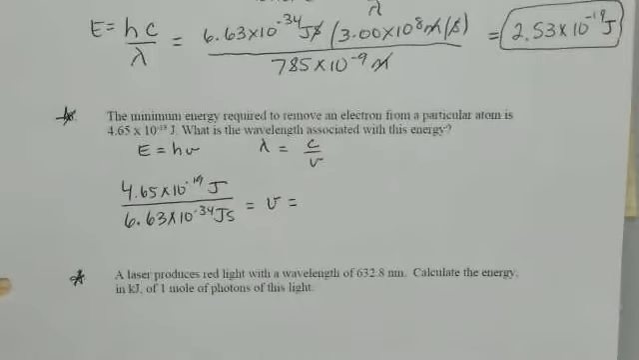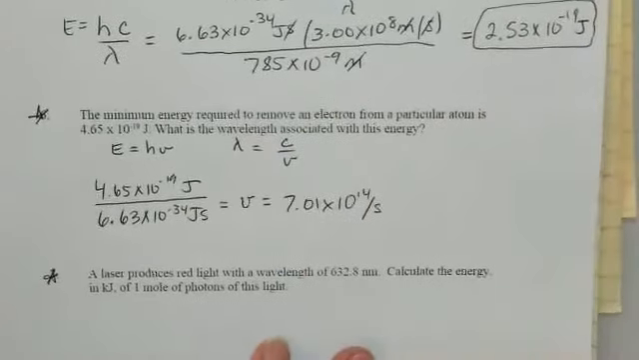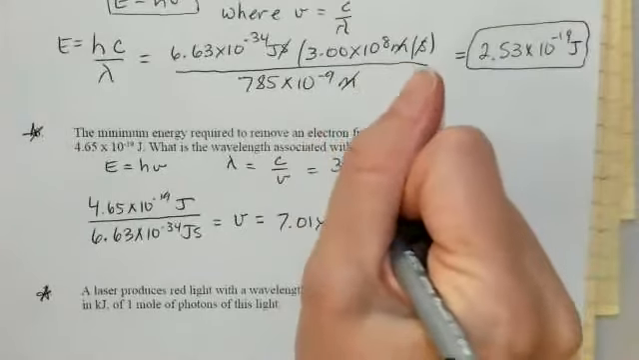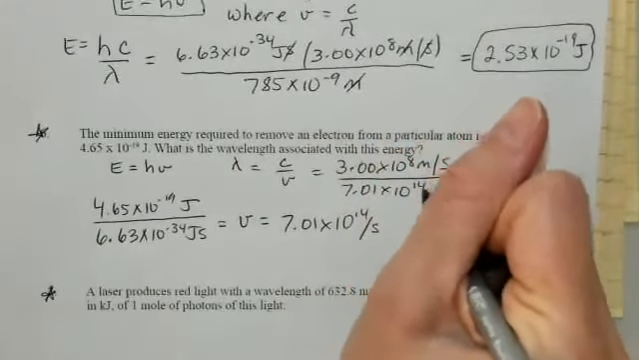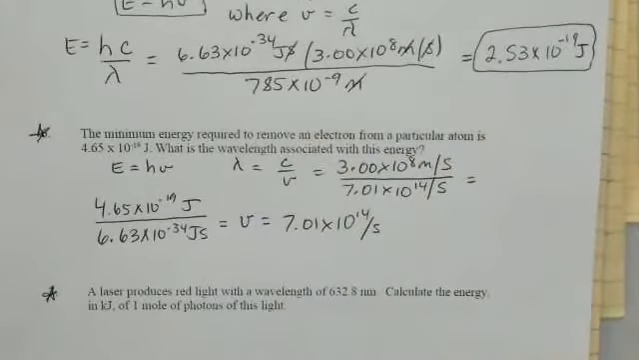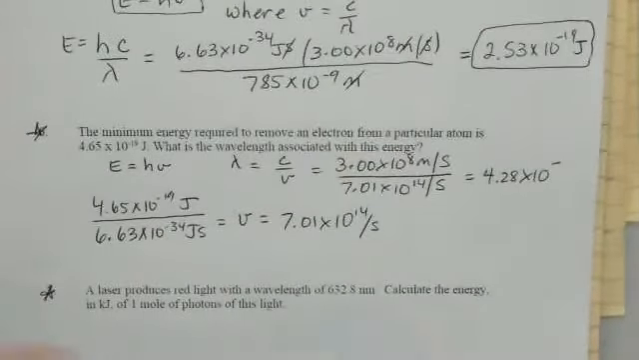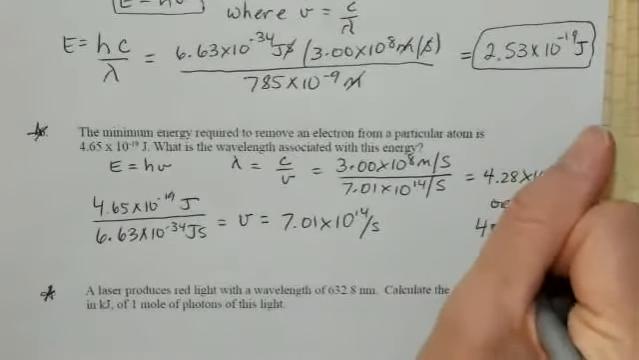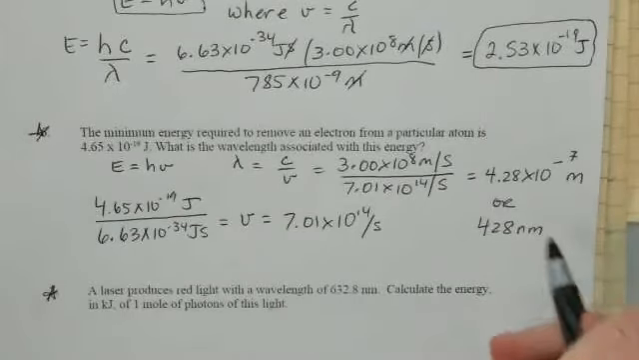4.65 times 10 to the negative 19 divided by 6.63 times 10 to the negative 34. And so my frequency is 7.01 times 10 to the 14 hertz or per second. Now, if I want to solve for my wavelength, I've got my c, 3 times 10 to the 8 meters per second, and then divide that by my nu, 7.01 times 10 to the 14 per second. The answer I get is 4.28 times 10 to the negative 7 meters, or that would be 428 nanometers, because I would multiply it times 10 to the 9 and then just move the decimal over 2 spots. 10 to the 7 would cancel it out, and then 2 more would give 428. So that would be in the visible spectrum, 428 nanometers.